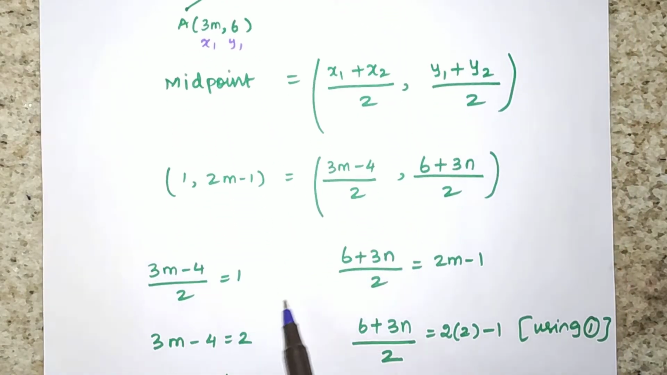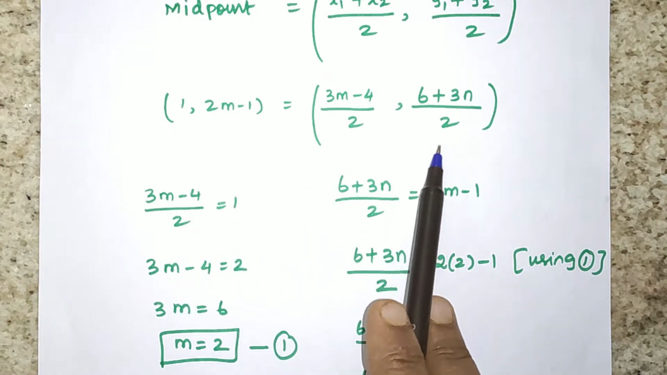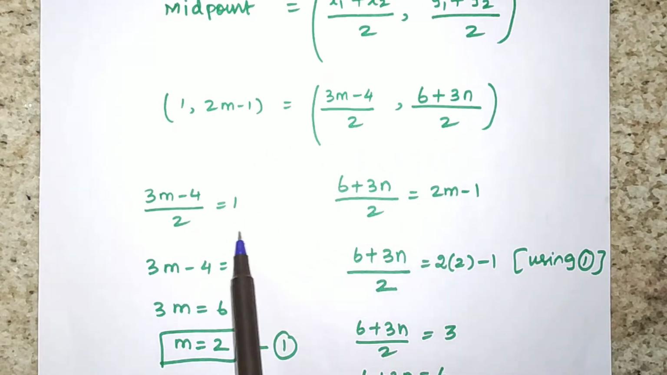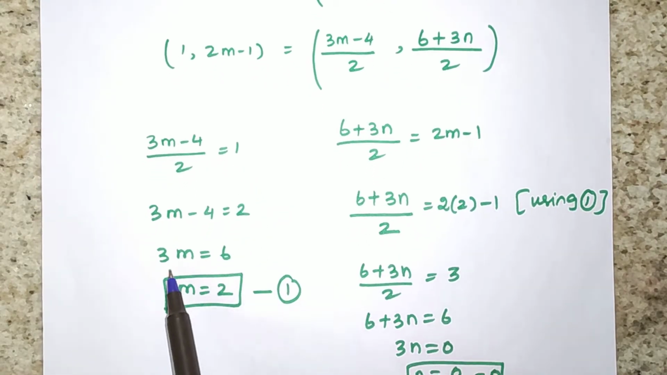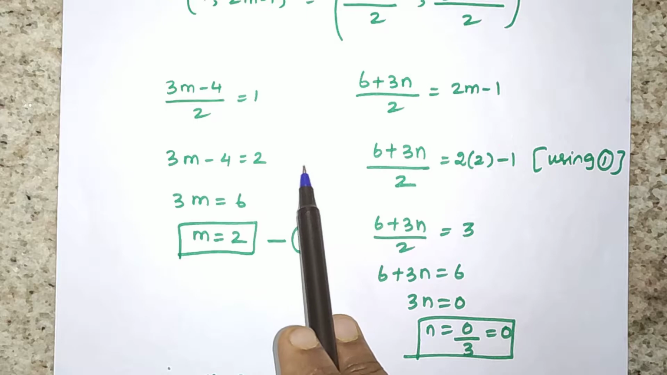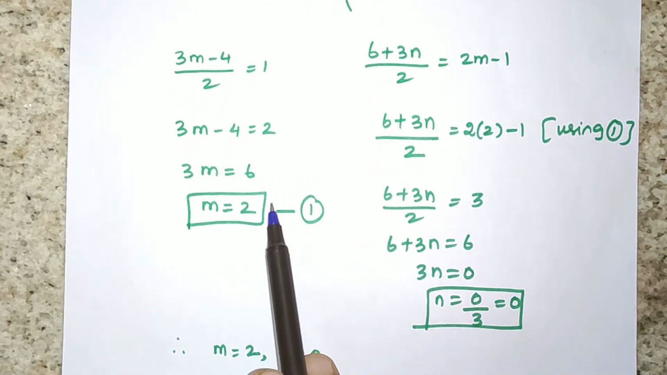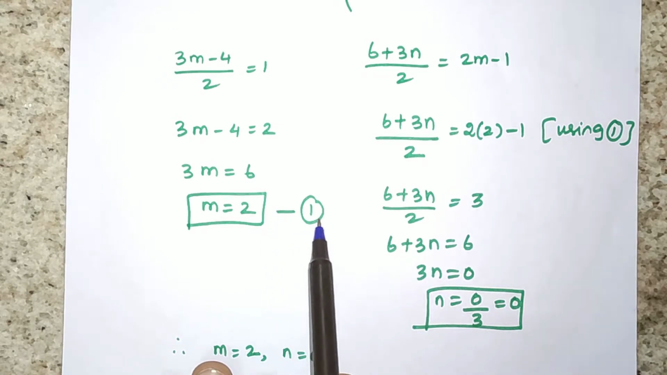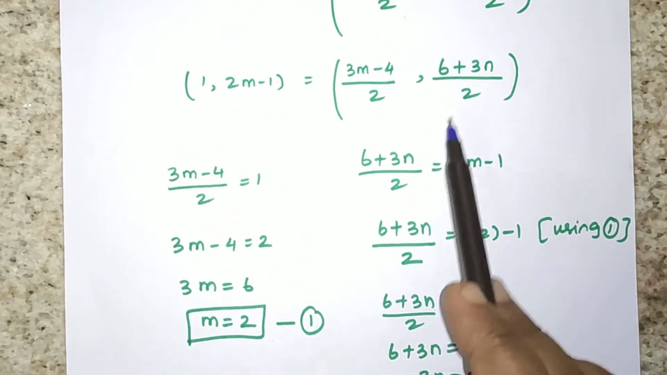So equating the coordinates separately: (3m minus 4)/2 equal to 1, then (6 plus 3n)/2 equal to 2m minus 1. Here you cross multiply: 3m minus 4 equal to 2. So 3m is equal to, minus 4 comes to this side as plus 4, so 6. 3m is equal to 6, so m is 6 by 3, which is 2. So you can keep this one as equation 1. Substitute the m value in the second equation.